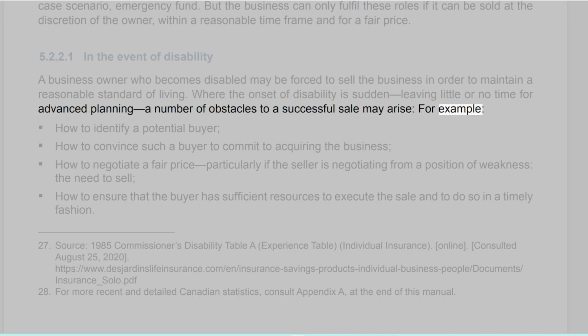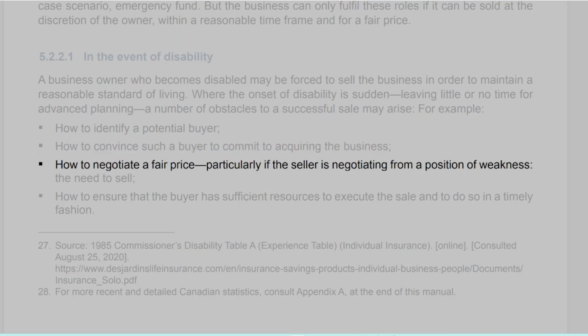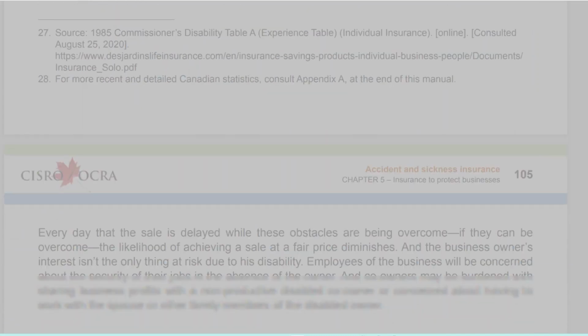For example, how to identify a potential buyer. How to convince such a buyer to commit to acquiring the business. How to negotiate a fair price, particularly if the seller is negotiating from a position of weakness, the need to sell. How to ensure that the buyer has sufficient resources to execute the sale and to do so in a timely fashion.